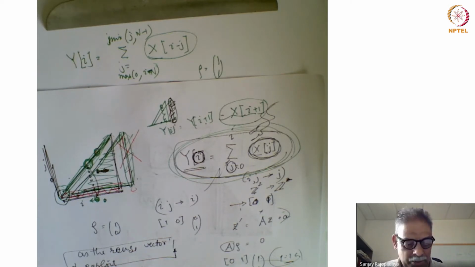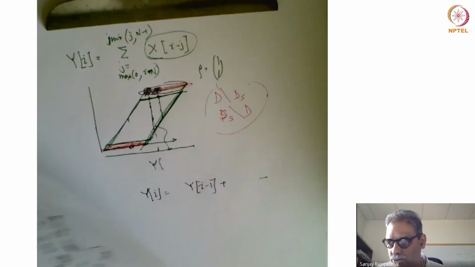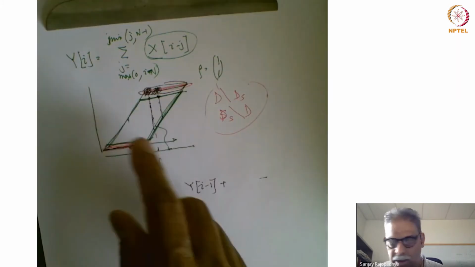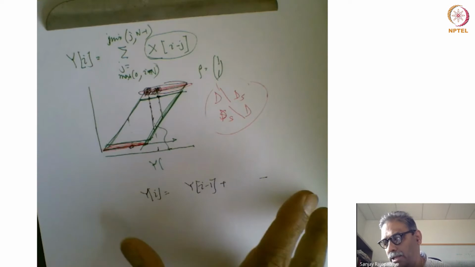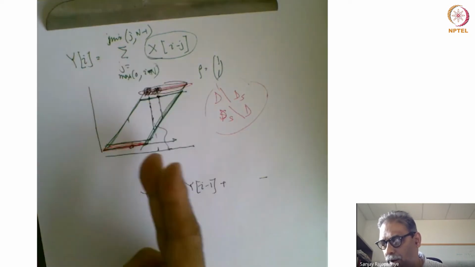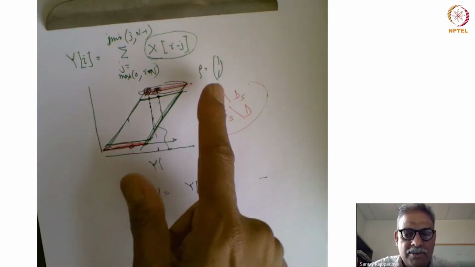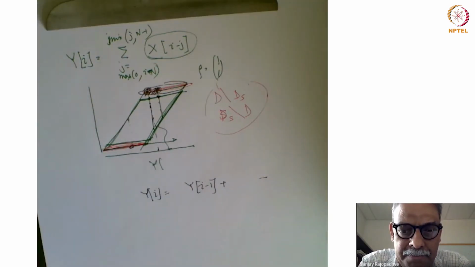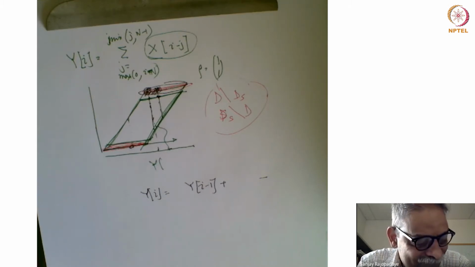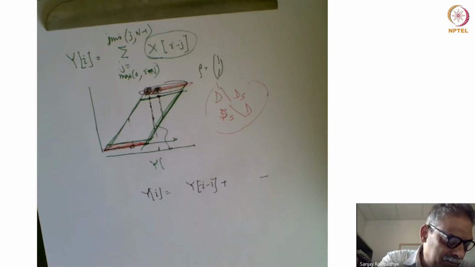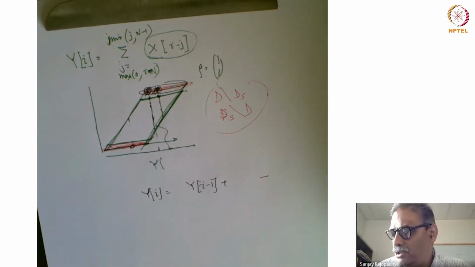Now I am going to ask you a complicated question. So what happens here? I compute my y, and it turns out that I have to either add this value or subtract this value. Now I'm going to give you 5 minutes to answer this question.